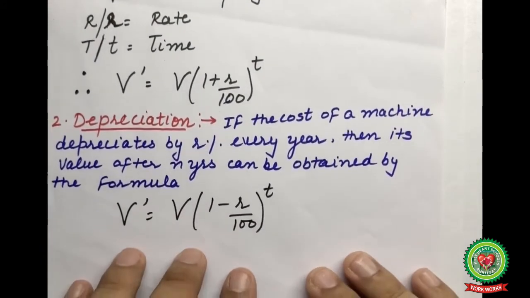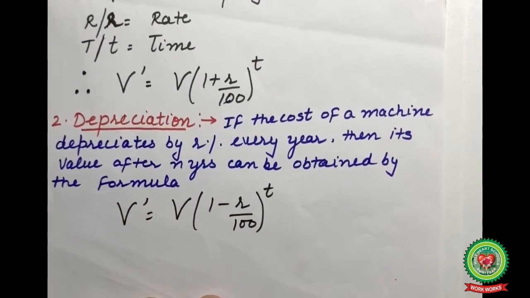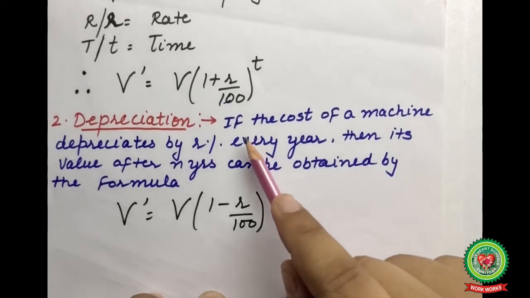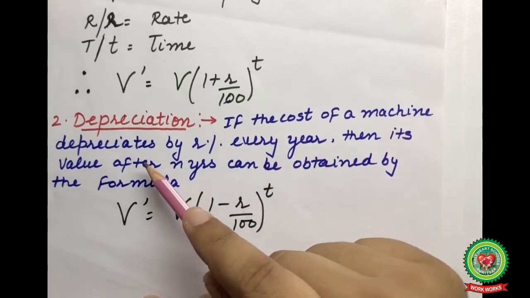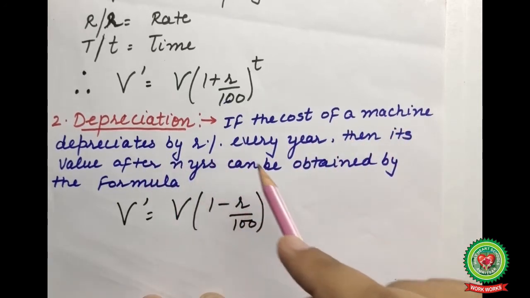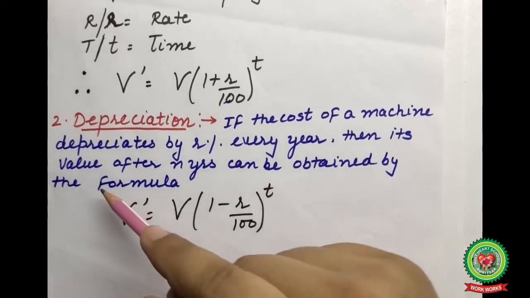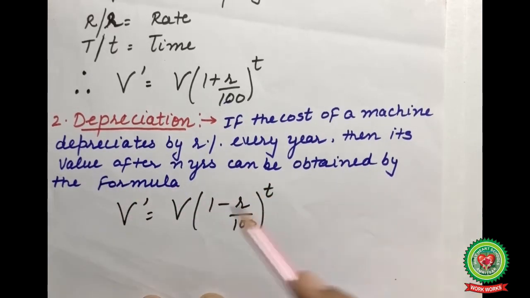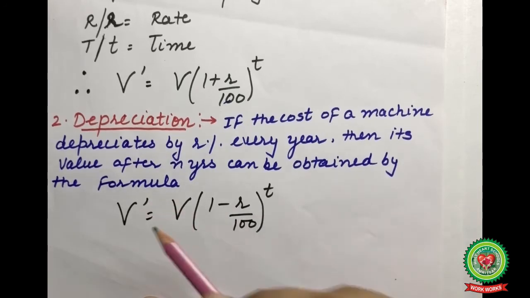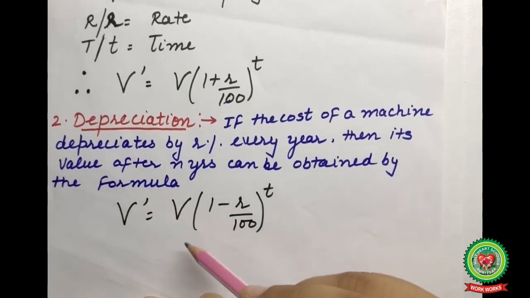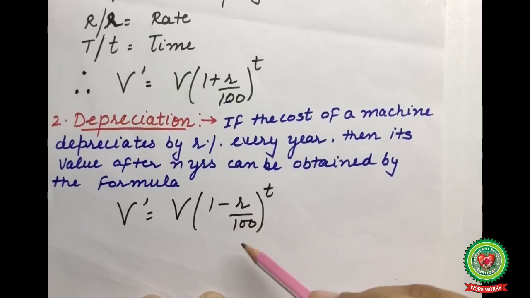The second application is of depreciation. The other words that can be used instead of depreciation are decrease and diminished. For example, if the cost of a machine depreciates by R% every year, then its value after n years can be obtained by this formula, that is V dash is equal to V bracket 1 minus R upon 100 raised to power T. Students, you just need to remember one thing.